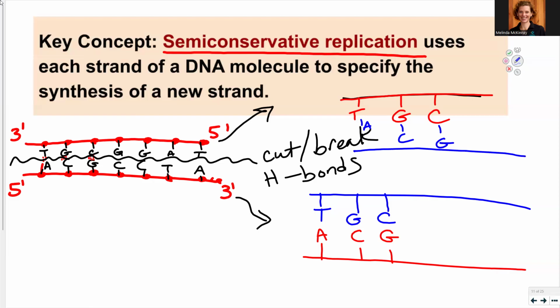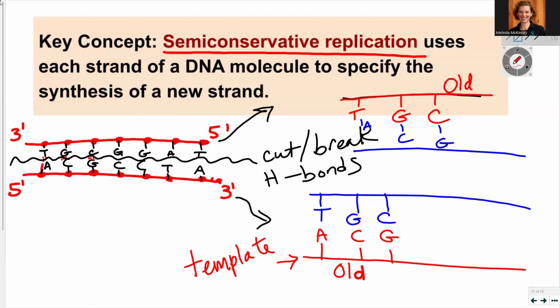The original strand that's used is called the template strand. So this is the template strand. And it's semi-conservative because half of it is old. So this is going to be old, right? And then half of it is new. So half of the molecule is going to be the original and half of it is newly synthesized. So hence semi-conservative replication.